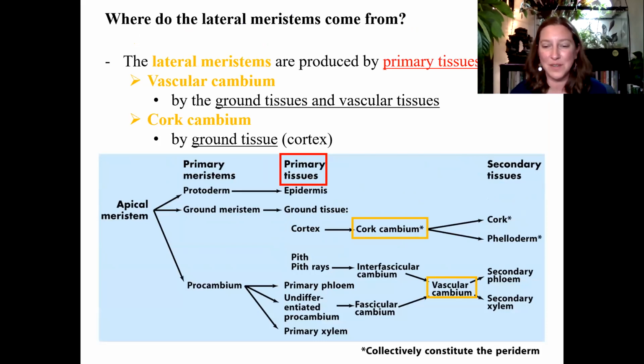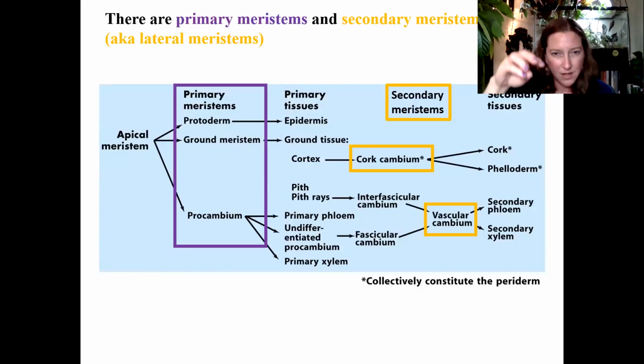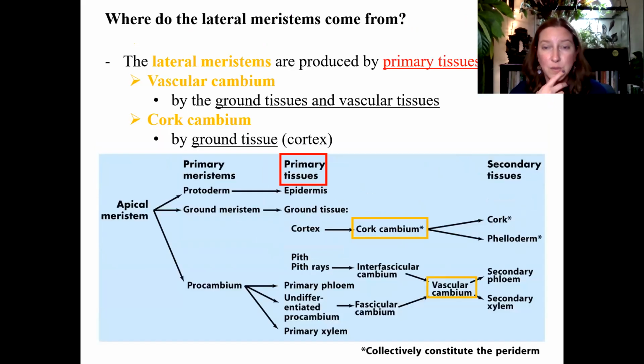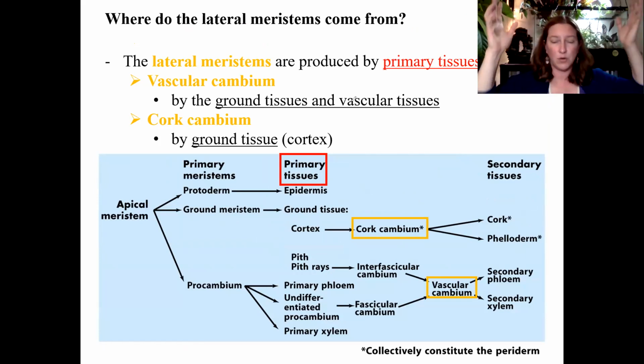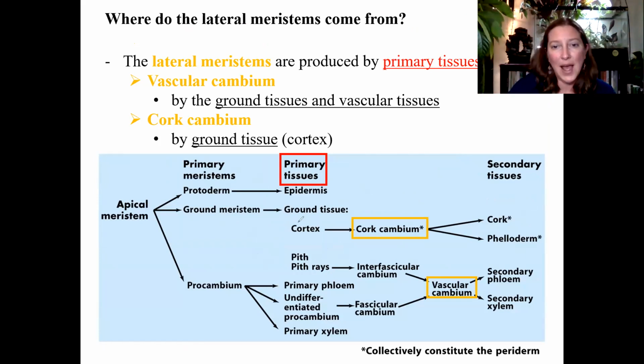But where do these lateral meristems come from, right? If you look here, you can kind of see an inkling of it. We know that the primary meristems came from the apical meristem, but where do these lateral or secondary meristems come from? They're actually produced by some of the primary tissues. You don't need to know which ones, but I just want you to know it didn't just show up. It is actually made. So at a certain point in the stem or roots development, the cortex will undergo changes and make the cork cambium.